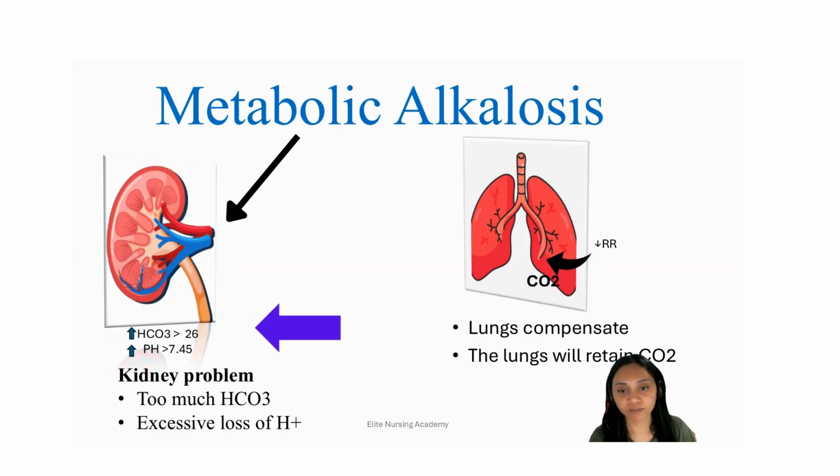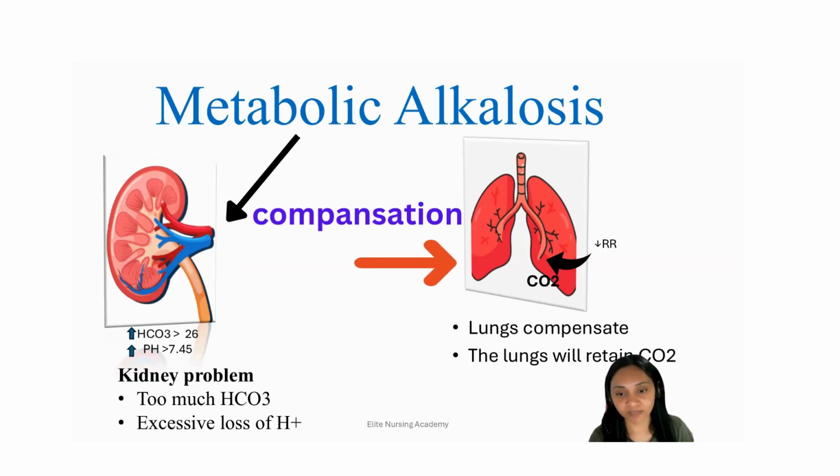Now, as we learned in the previous video, the opposite organ will compensate. So in this situation, this is the problem related to kidney, the lungs will compensate. What will the lungs do? Lungs will retain the carbon dioxide, which is the acid. In metabolic alkalosis, we do not have enough acid in the patient's blood.